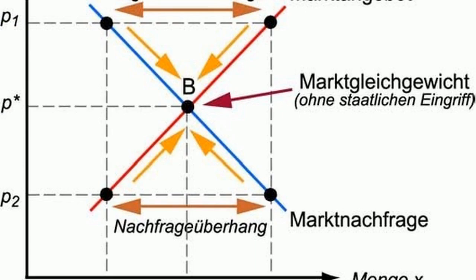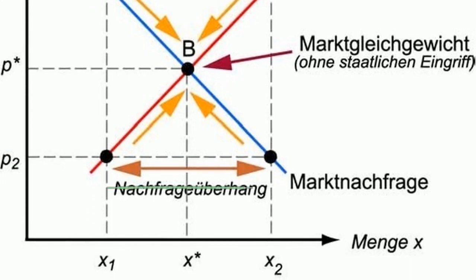If the price is set too high, up at P1, you can see a gap form between the red and blue lines. Suppliers produce more than buyers want, creating an oversupply, or Angebotsüberhang. If the price drops too low, down to P2, the opposite happens. We see a shortage, or Nachfrageüberhang, where demand outpaces supply.